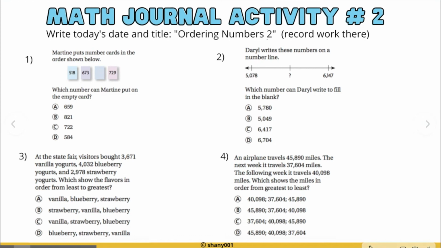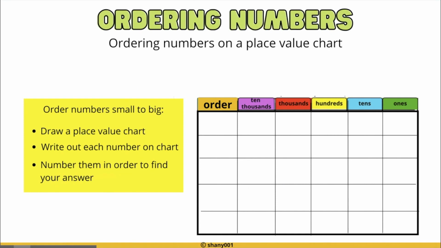Make sure you go ahead and plug in your numbers on a place value chart for these questions. And when you draw out your place value chart, make sure you write out your numbers and then number them in order. So also add this column to make it much easier.